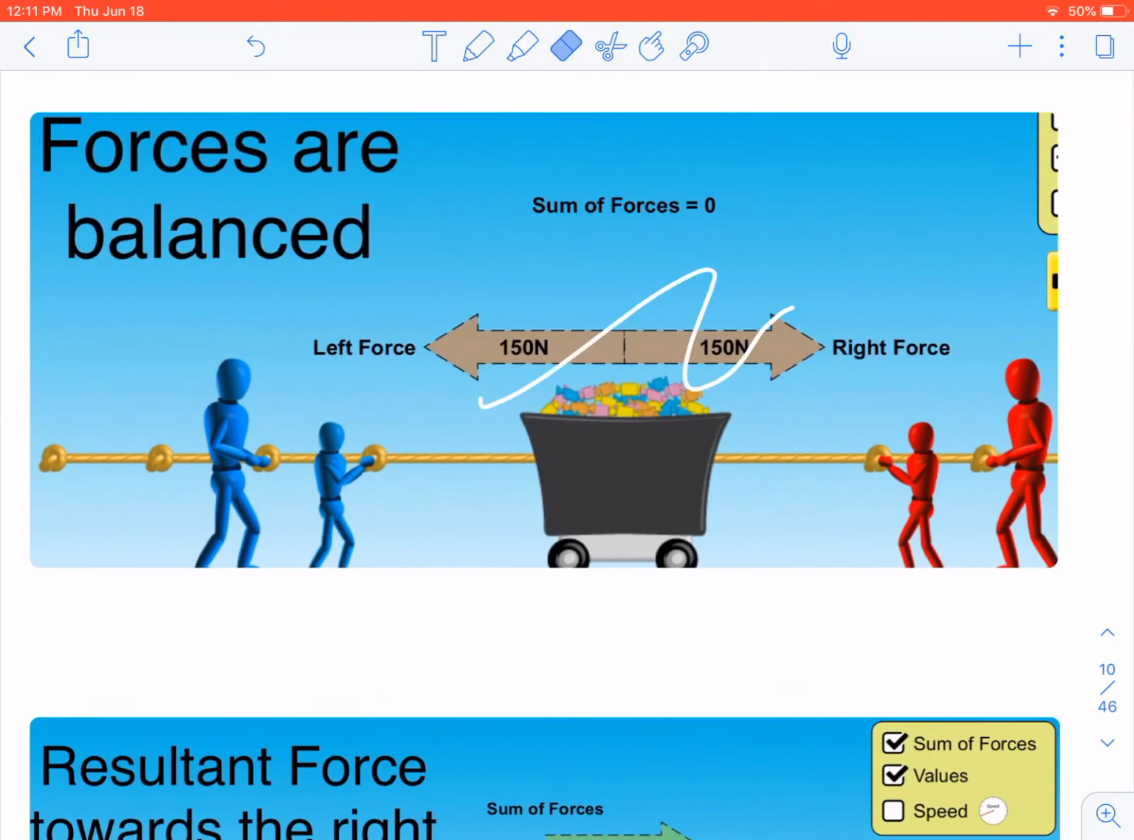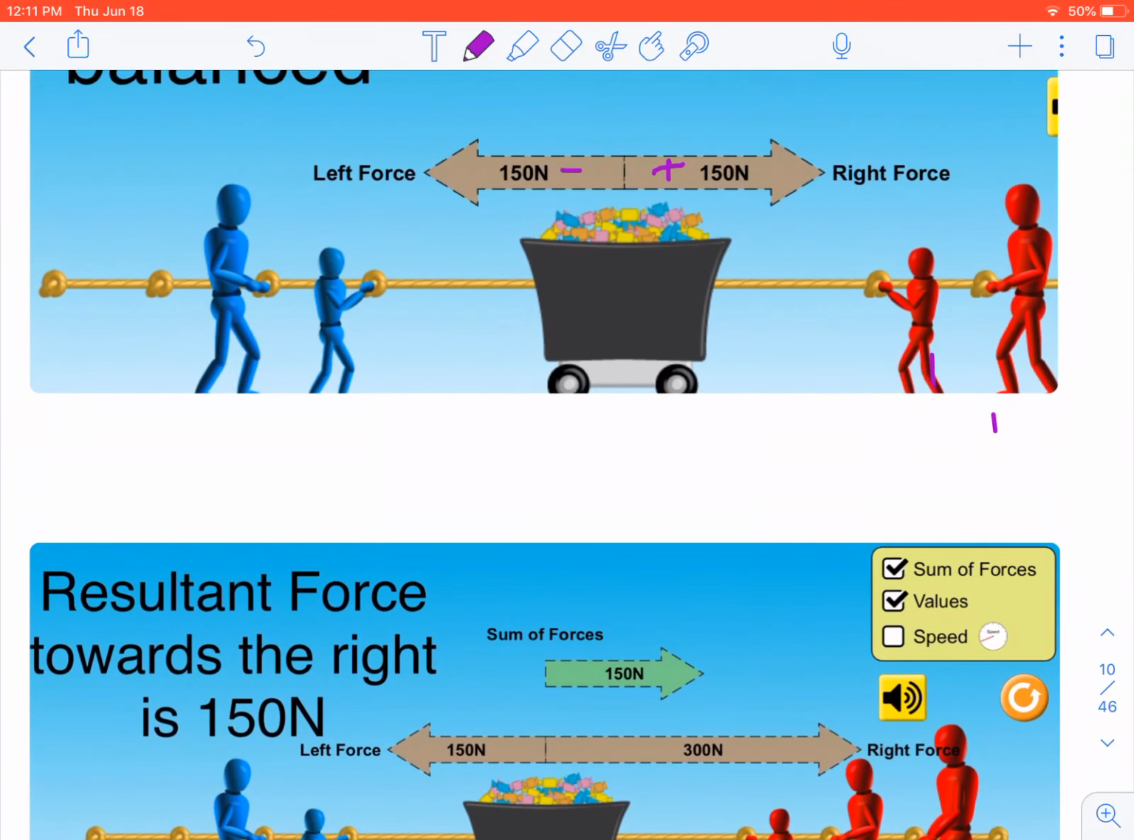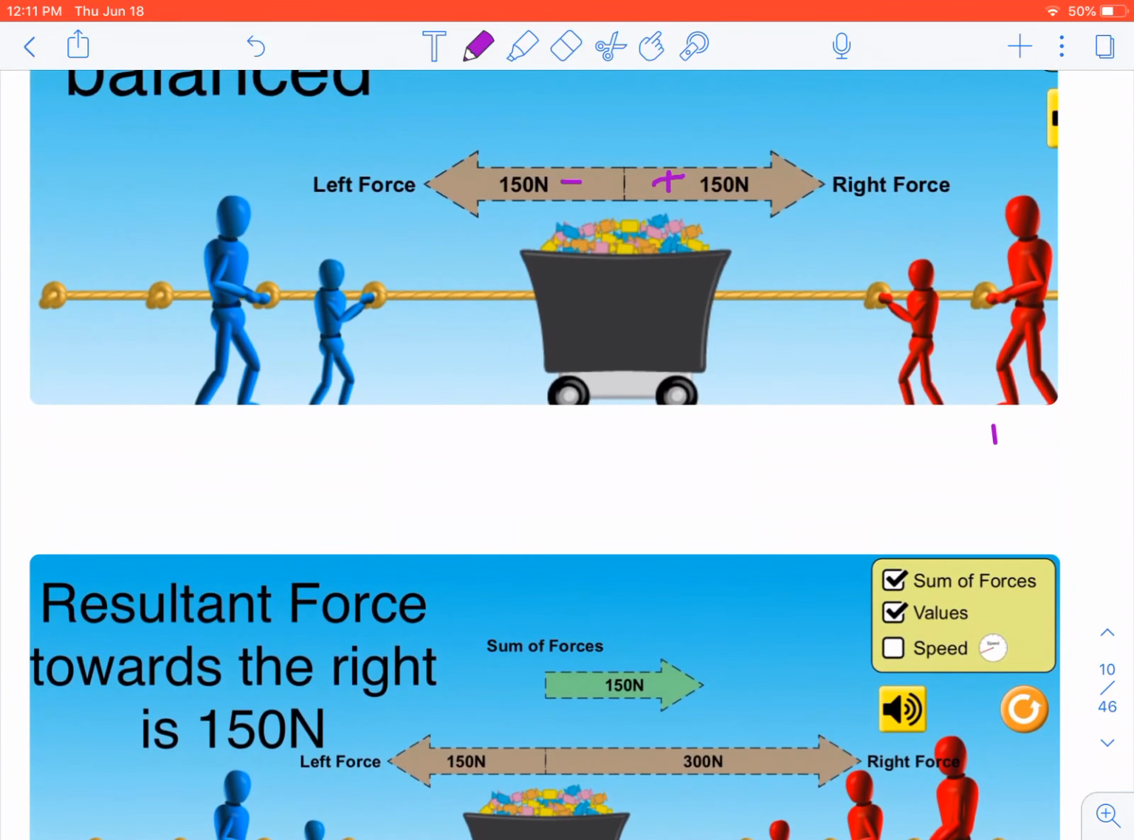So if we're looking at this, we could take that as positive and that as a negative direction. And if we want to know what the resultant is, we could use, let's say, we want to know what the resultant is. So let's do the resultant first geometrically, right?